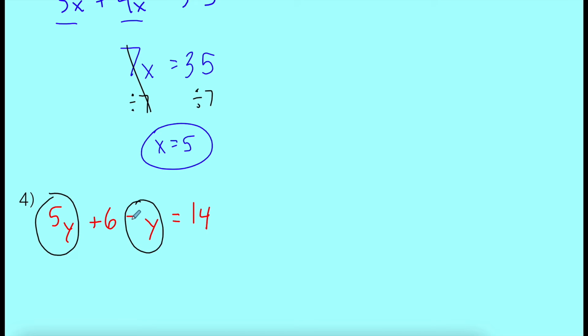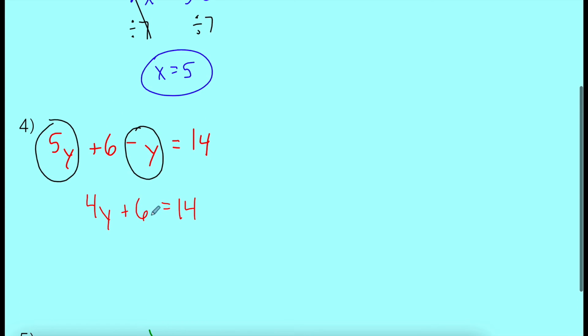5y minus 1y, I can rewrite that as 4y. So now the equation is 4y plus 6 equals 14. And hey, now it's just a nice two-step equation. We can do this. So we're going to subtract 6 from both sides. Boom. And rewrite this as 4y equals 8. We're going to divide by 4. And divide by 4. And we're left with our solution, y equals 2.